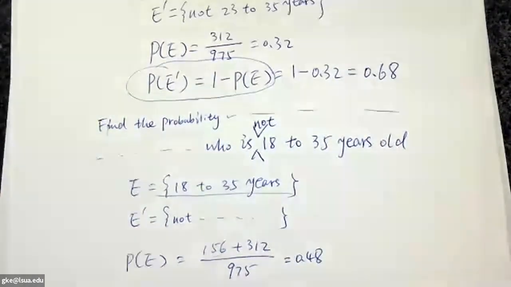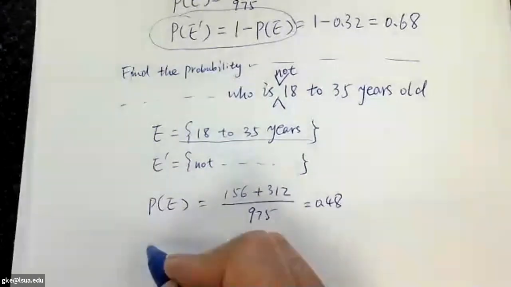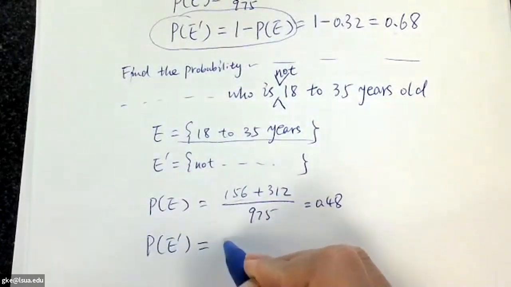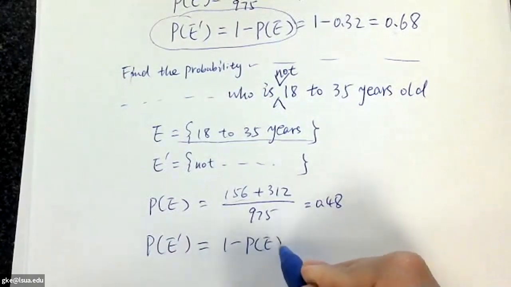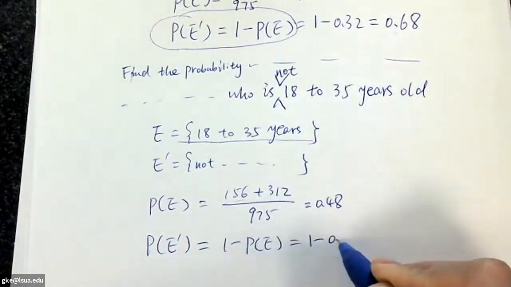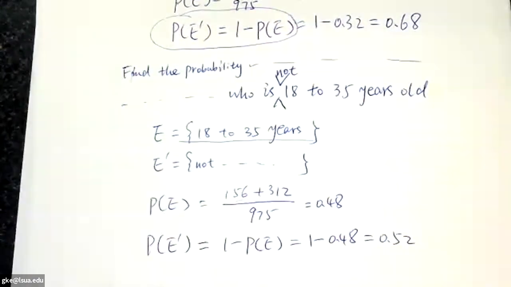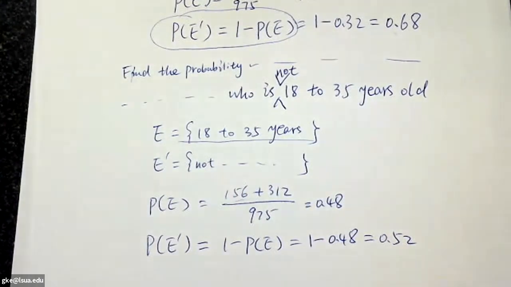0.48. Okay. Now, the probability of E prime is going to be 1 minus P(E). 1 minus 0.48 equals 0.52. That's it. Okay, I'm going to wrap up class here.